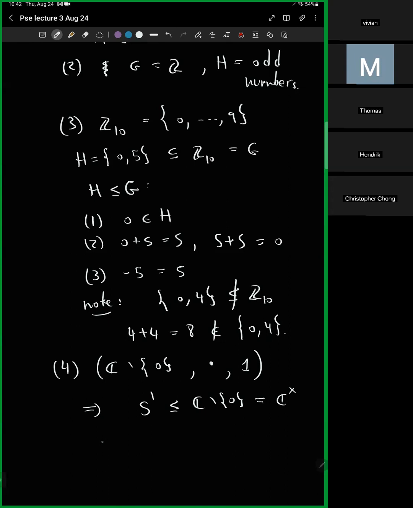And it follows that we have a sequence of subgroups. So we have mu n of C is a subgroup of S1, which in turn is a subgroup of C star. And of course, you can check it, but a subgroup of a subgroup is going to be a subgroup as well. So mu n of C is in fact a subgroup also of the multiplicative group of the complex numbers.